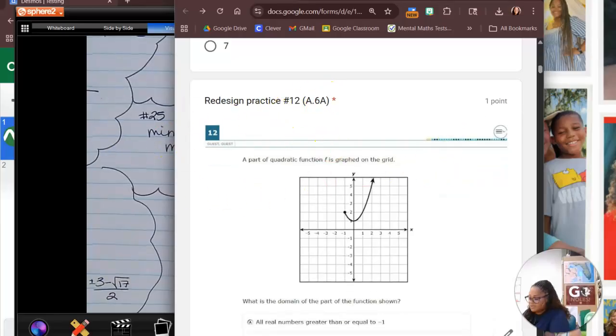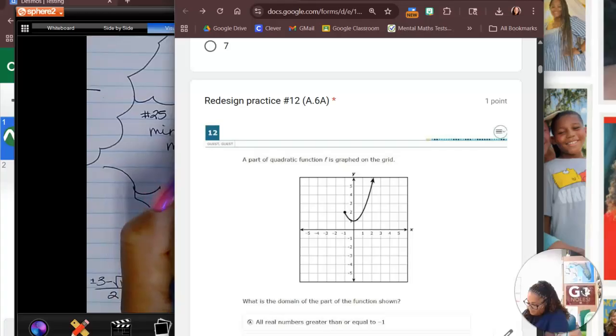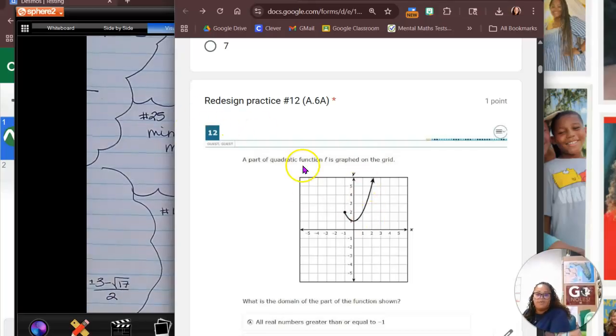Alright, number 12, redesign. Alright, the domain, this has an endpoint, which means it is not all real numbers here. It starts at -1 and then goes up forever because this goes up forever, which means it's going to go along this axis because the domain is left to the right.